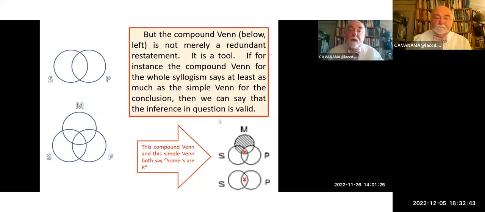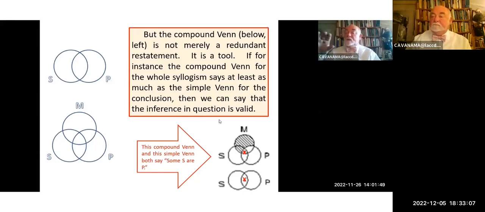Or the compound Venn, the one below on the left, is not just a hieroglyph. It's not merely a redundant statement. It's a tool. It lets you do something. If, for instance, the compound Venn for the whole syllogism says at least as much as the Venn for the conclusion, well, then we've passed a test. We've given a test and the test has been passed. We could say that the inference in question is valid.